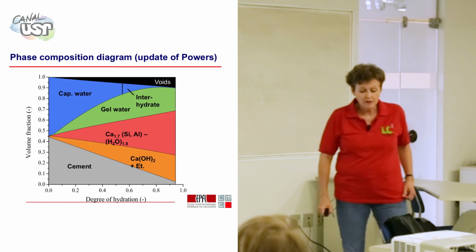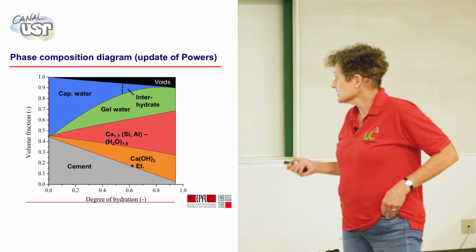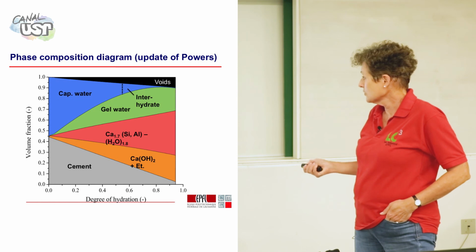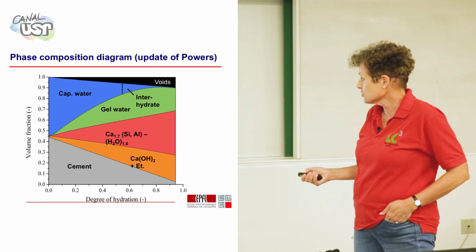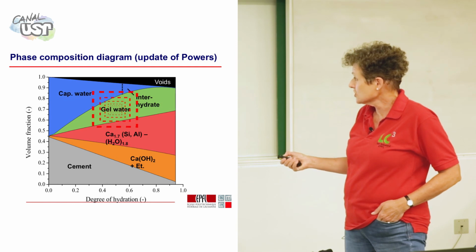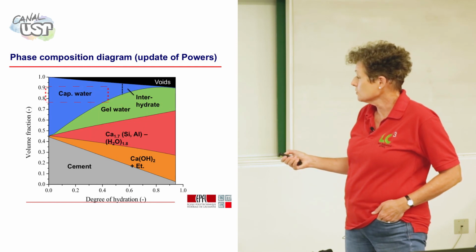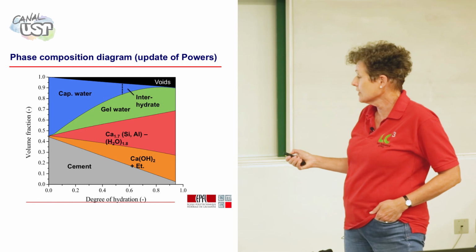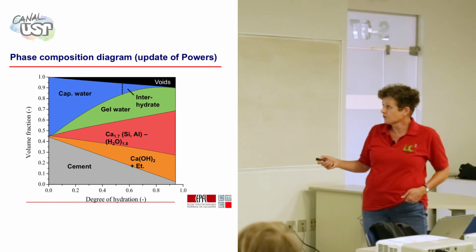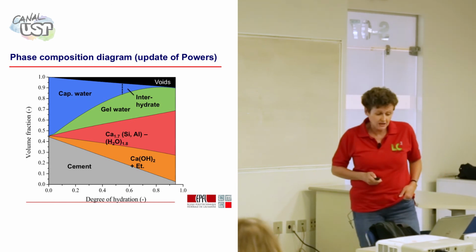from his data. The big change is that Powers just did straight lines for all these interfaces here, and we can see we have straight lines in this case, but in this case, for the boundary between the gel water and the capillary water, we don't have a straight line, we have a curved line, because the gel pores form early, and then they stop forming, and after a certain time, then we only have the capillary pores or these interhydrate pores.